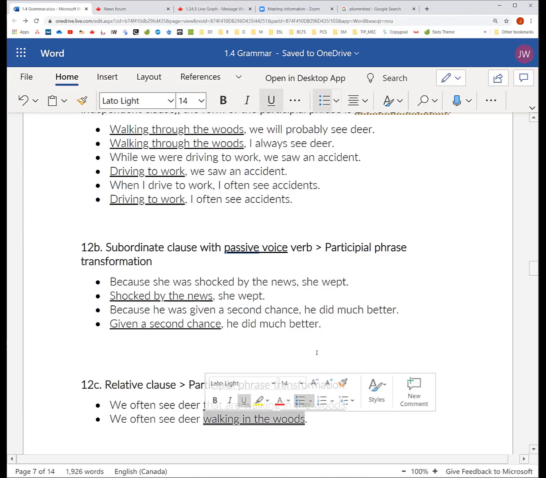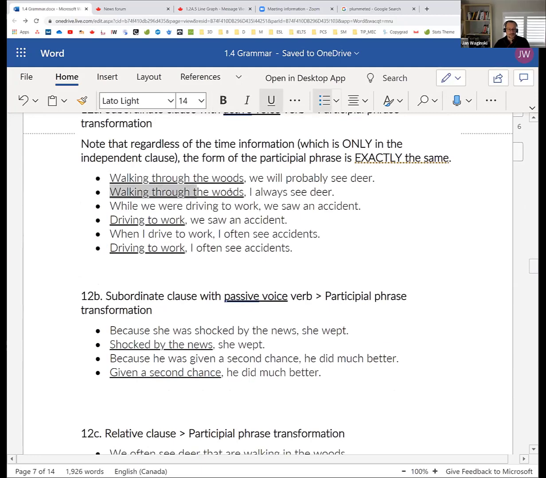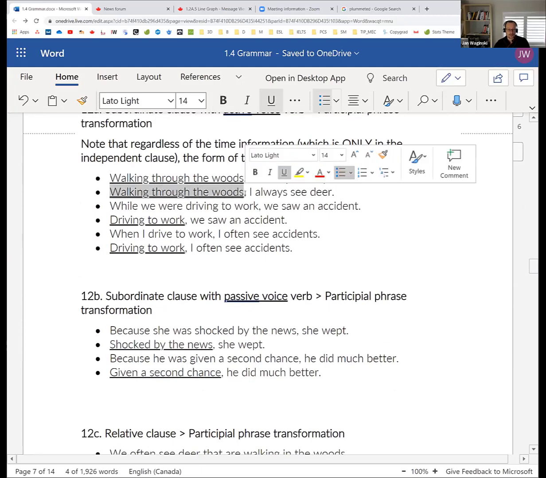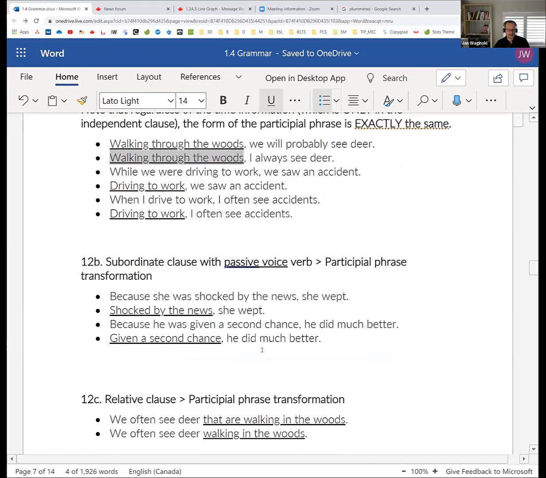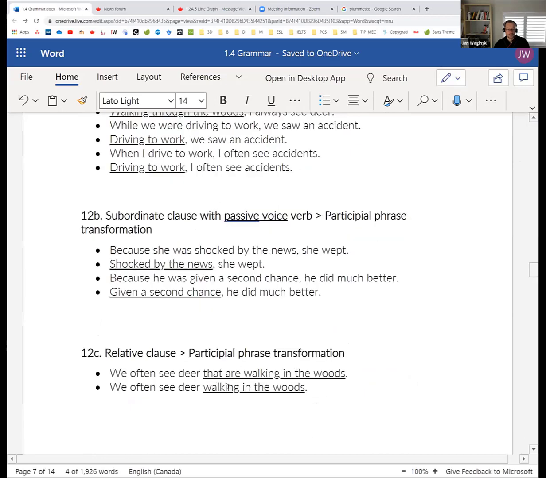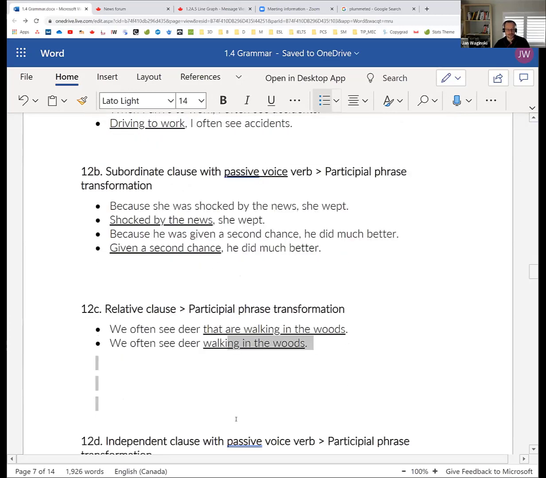So this and this are exactly the same. It looks exactly the same if it's a subordinate clause transformation or if it's a relative clause transformation. The appearance is identical. It's another reason I love these. The grammar is really simple. No subject, no auxiliary, just ing.